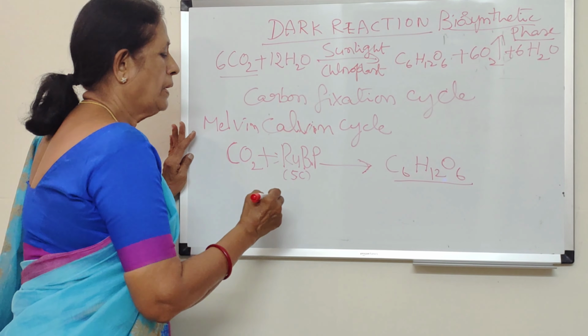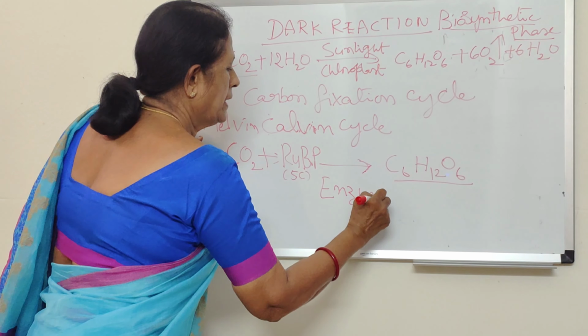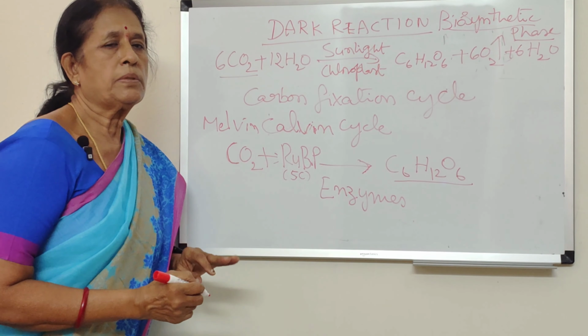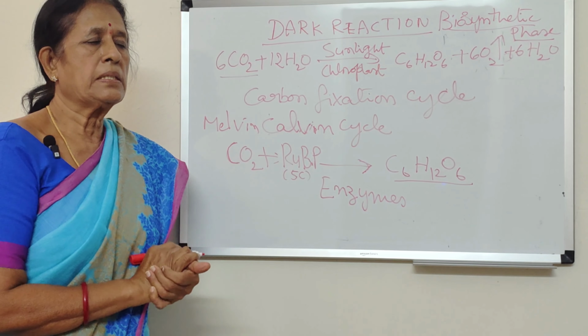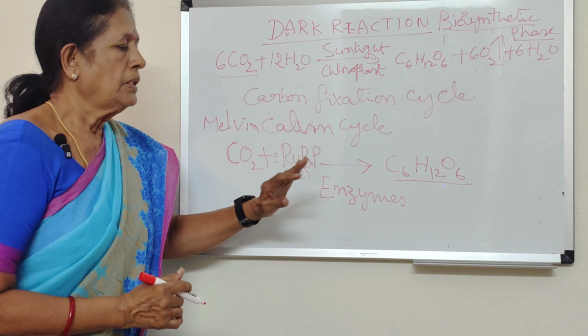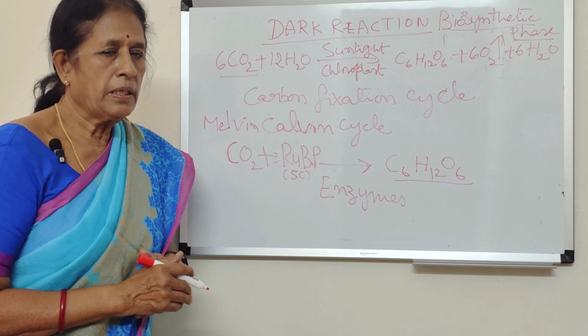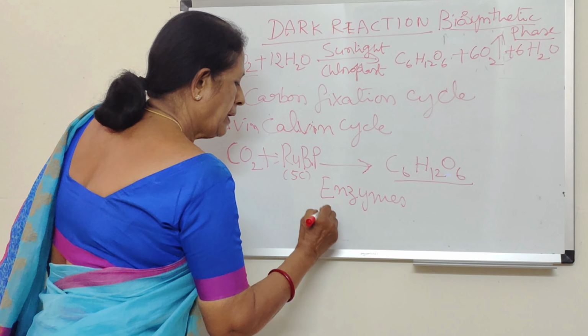So it all requires a number of enzymes. Enzymes, I have already told you, are biological catalysts. They speed up the chemical reactions without taking part in the chemical reaction. So these enzymes will speed up the chemical reactions, and there is another factor which is temperature.